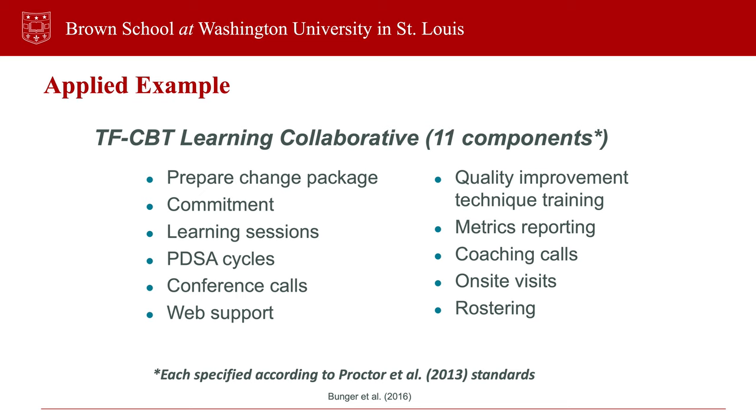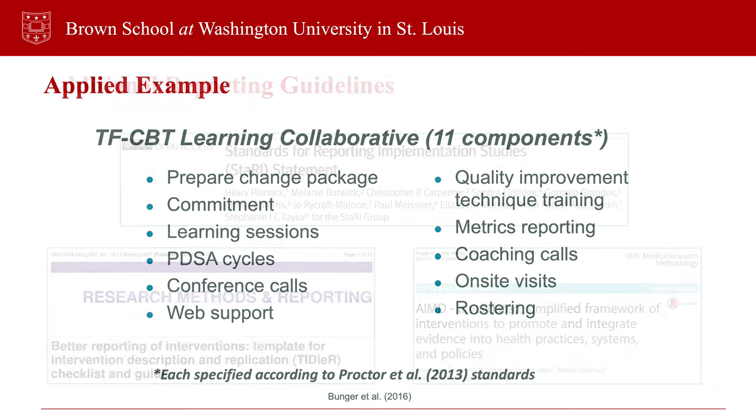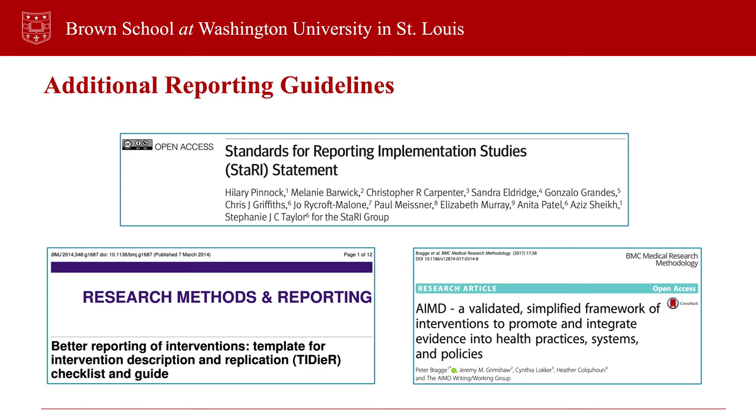There are a number of other reporting guidelines that are, I think, important to be aware of. One is the Standards for Reporting Implementation Studies, or the StaRI statement, which really presents from title and abstract on through conclusions of a paper, what are the important elements of an implementation study that you want to specify. And then two more that are really more focused on interventions or implementation strategies are the TIDieR checklist and the AIMED framework developed by Heather Cahoon, Peter Bragg, and colleagues.